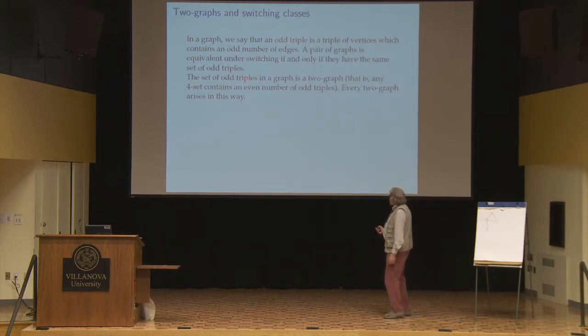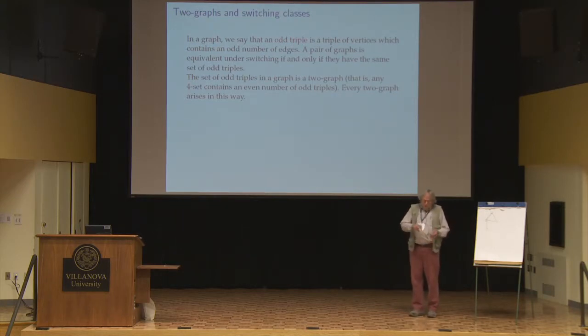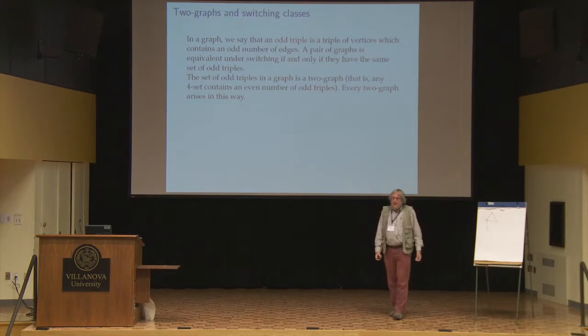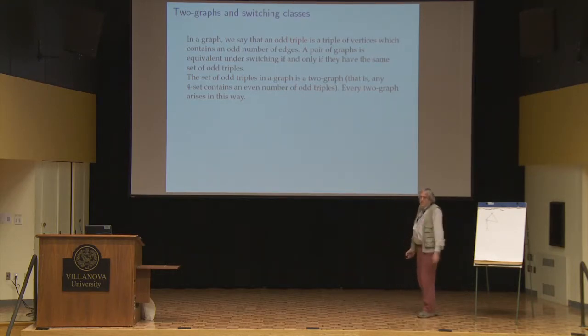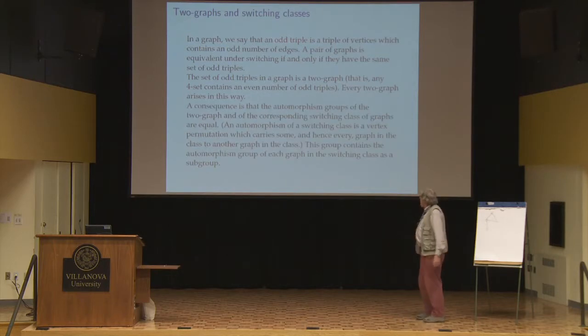And the set of odd triples in a graph is a two graph. This is essentially the handshaking lemma. If you take a set of four points and you count the incidences between edges and triples, you're just counting the edges twice, and that means the number of odd triples will have to be even, and so it's a two graph. Every two graph arises in this way, so there is a bijection between two graphs and switching classes of graphs.